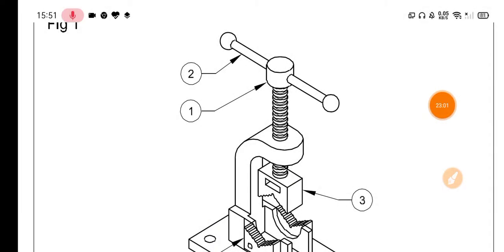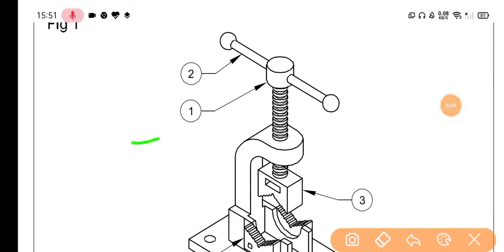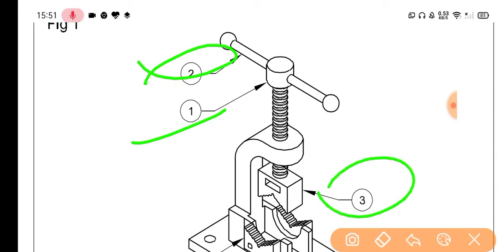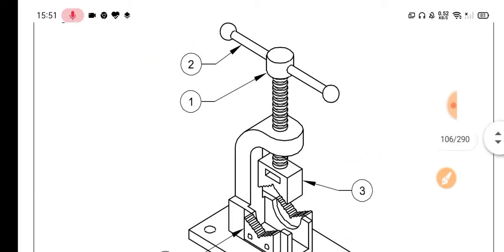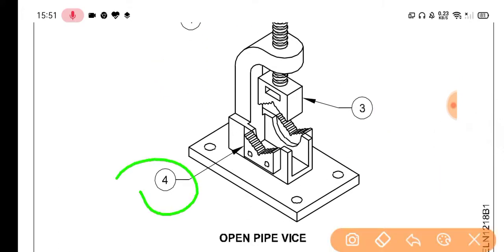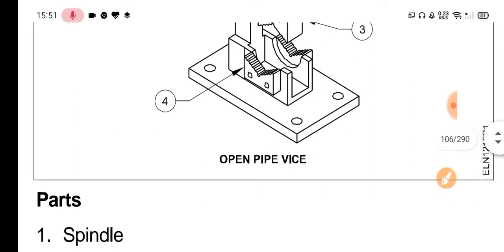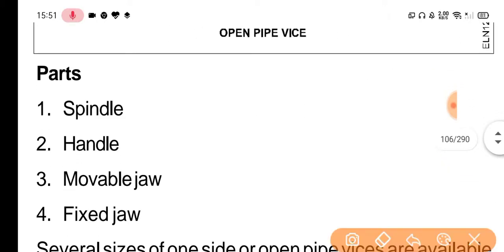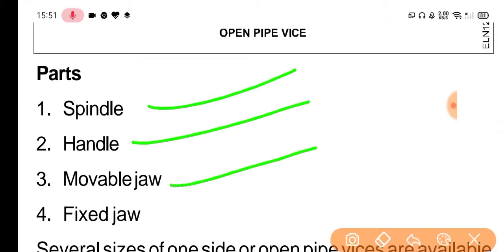And this part's name is spindle. This part's name is spindle. And this part's name is handle. And this part's name is movable jaw. And this part's name is fixed jaw. So: spindle, handle, movable jaw, fixed jaw.